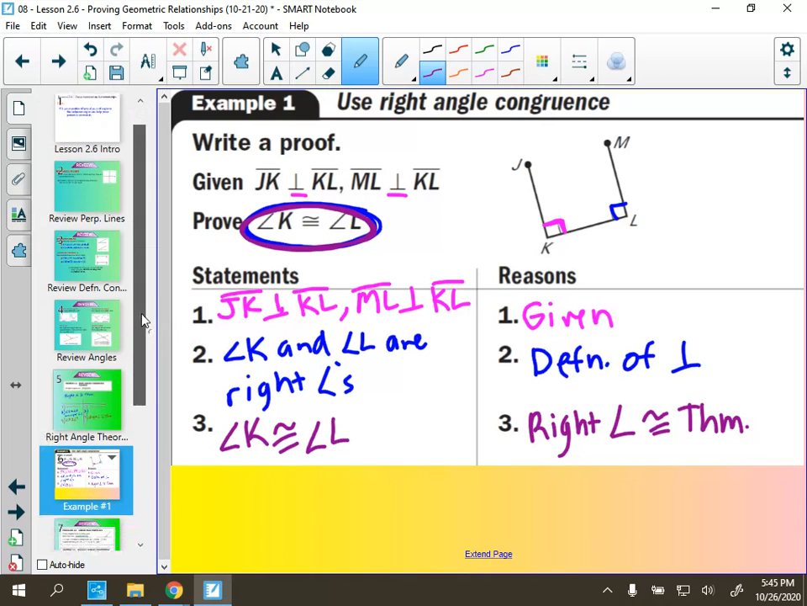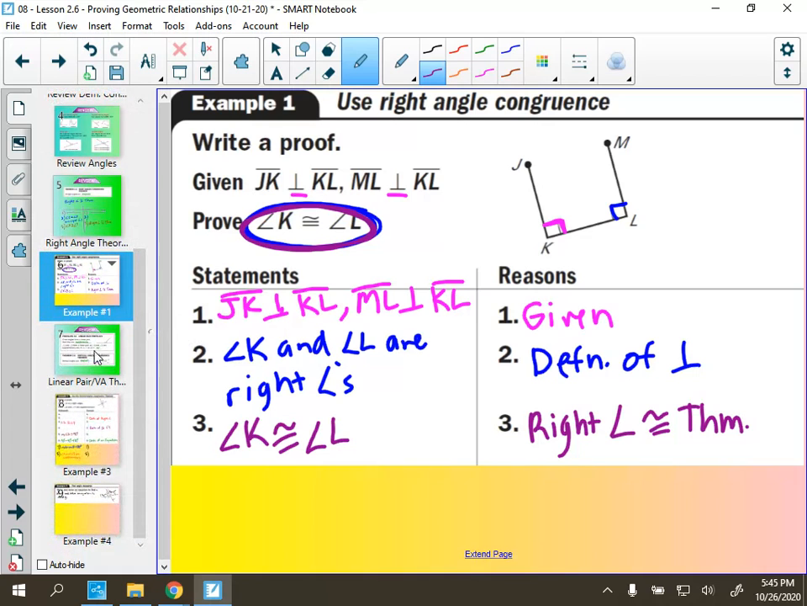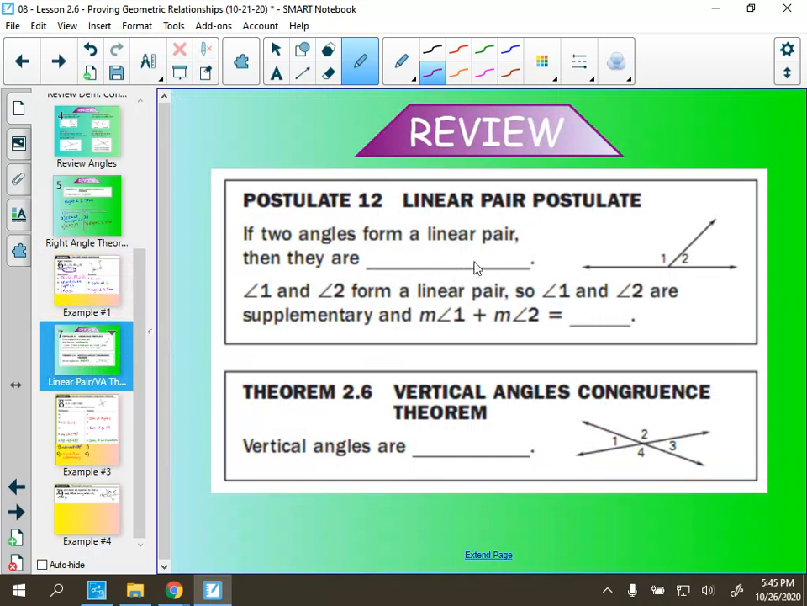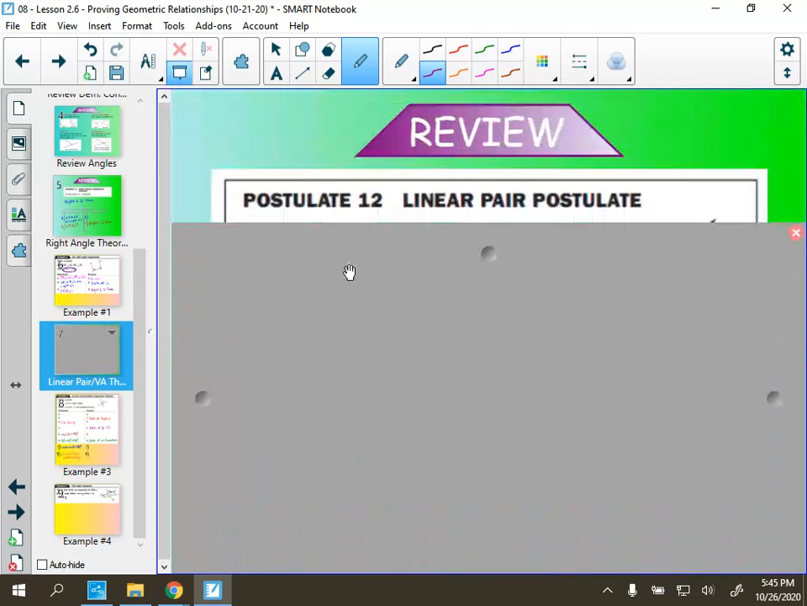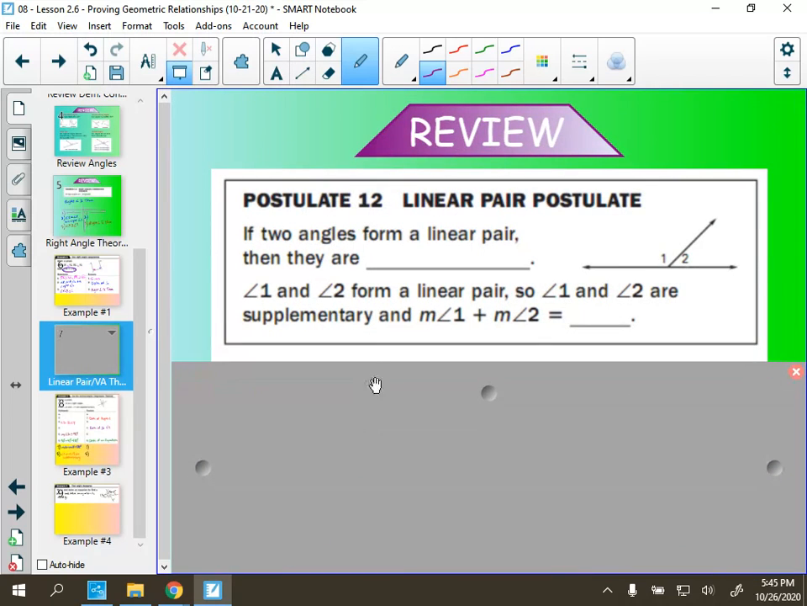All right, let's talk about two other ones. You can kind of see where we're going. We've got slide 7, slide 8, slide 9. There's not a whole lot left. Two other ones, a postulate and a theorem. So let's do them one at a time. We'll probably do the same thing.